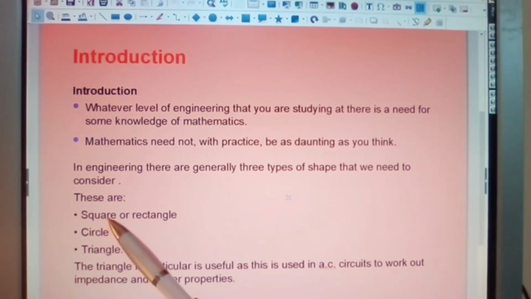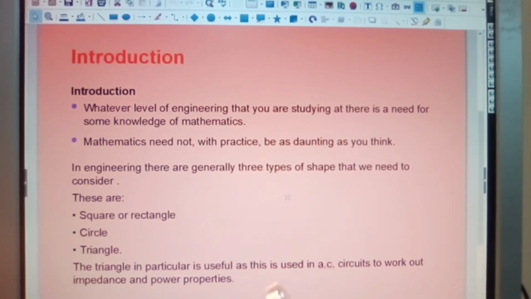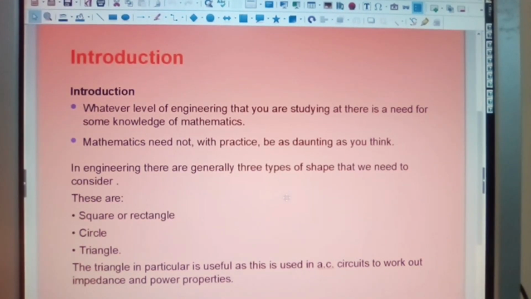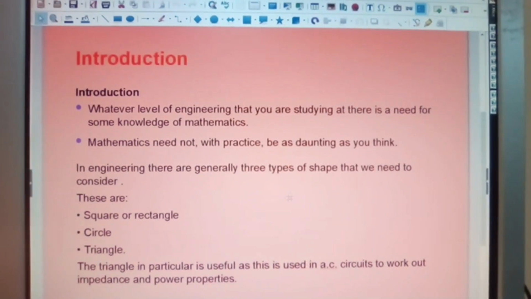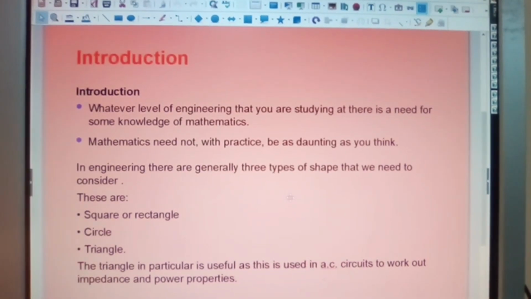These are square or rectangular. I would say rectangular, but rectangle, circle, triangle. The triangle in particular is useful as this is used in AC circuits to work out impedance and power properties.